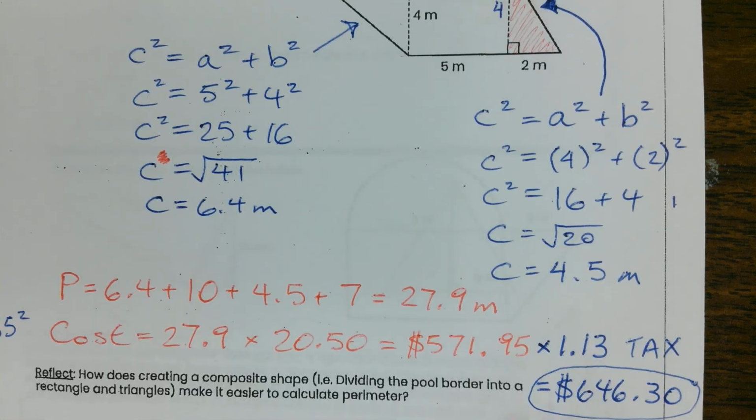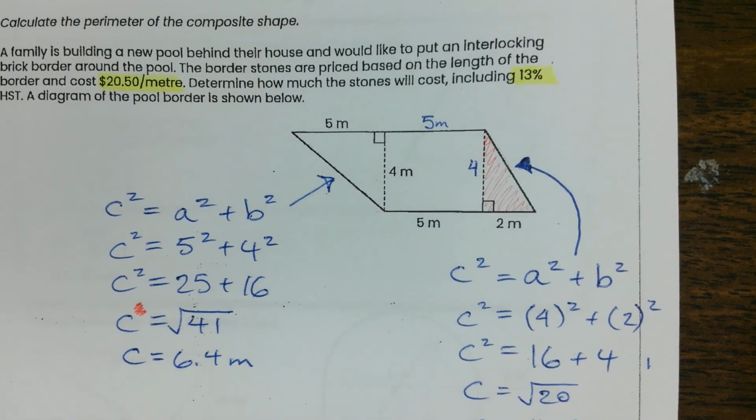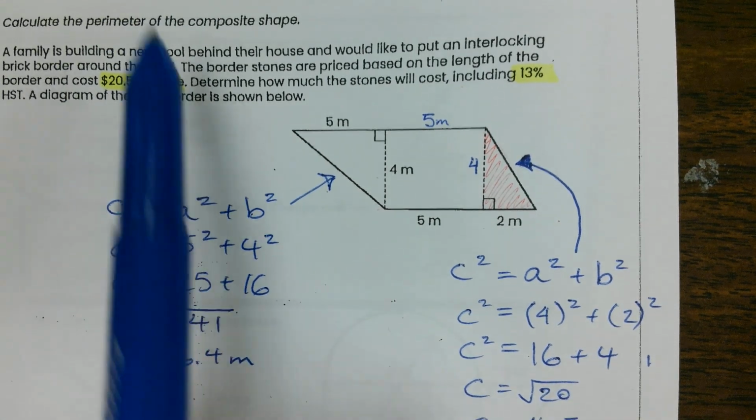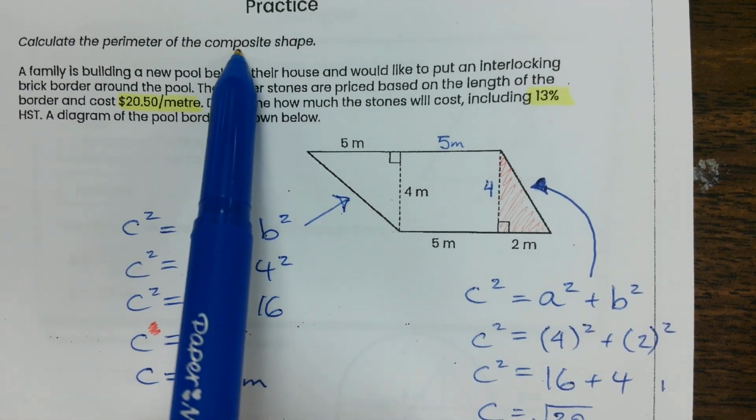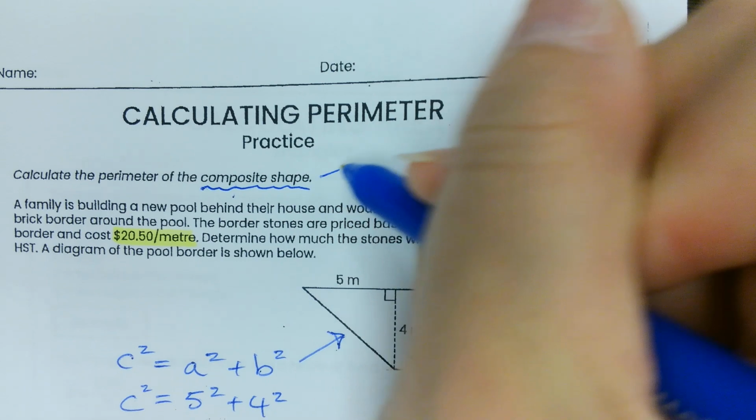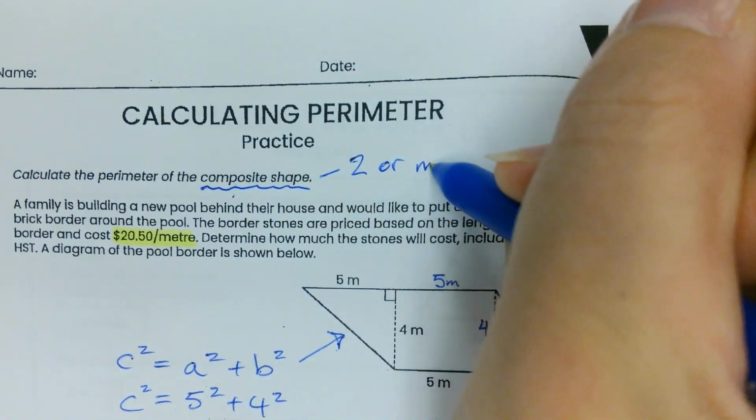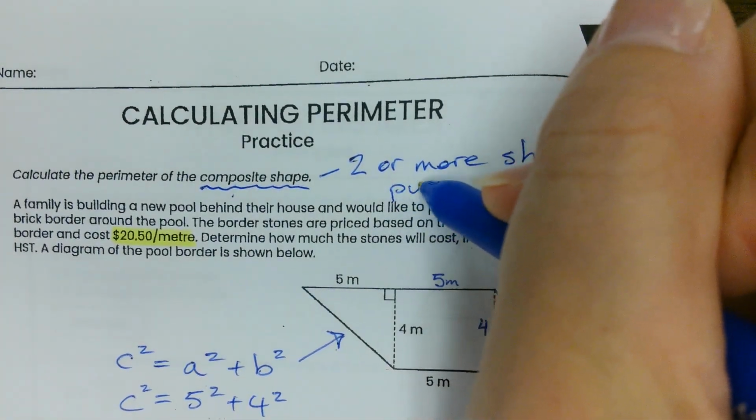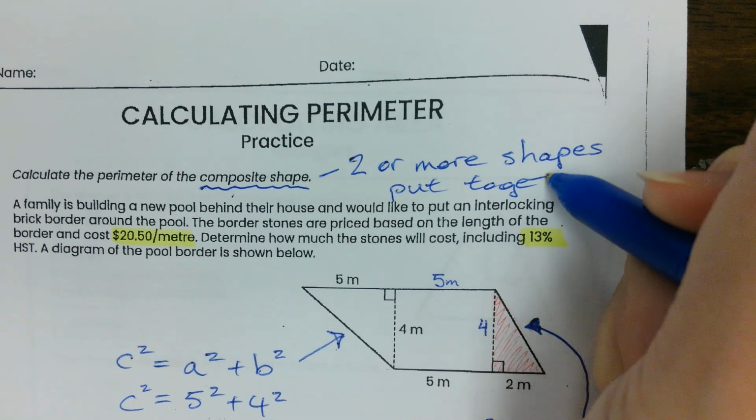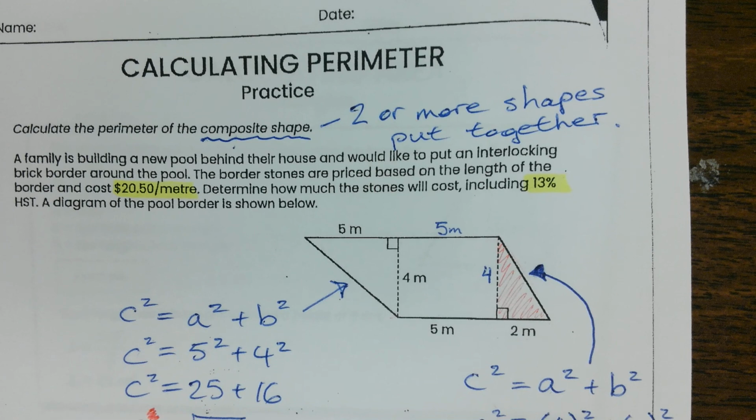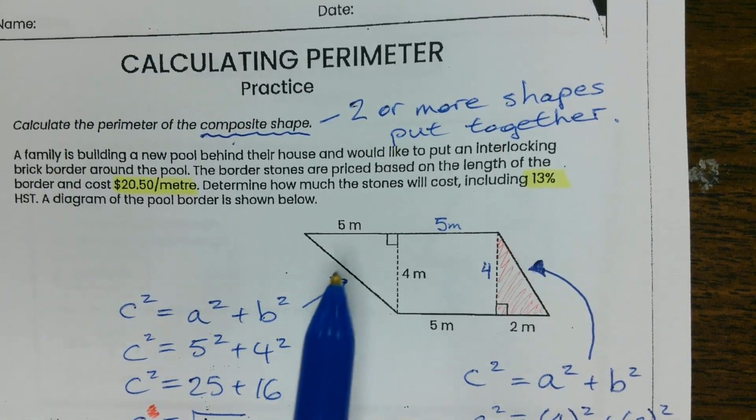Oh, so there's a special name for this type of figure. Yes, these are called composite shapes. So the definition for composite shape is 2 or more shapes put together. Okay, so here's a small definition for you. A composite shape is 2 or more shapes put together.